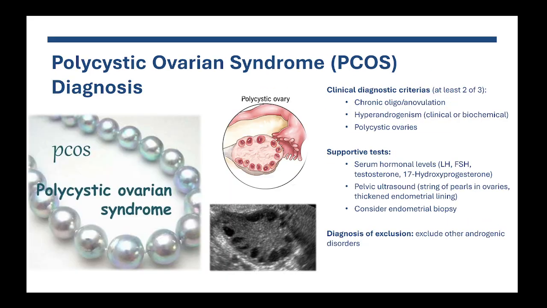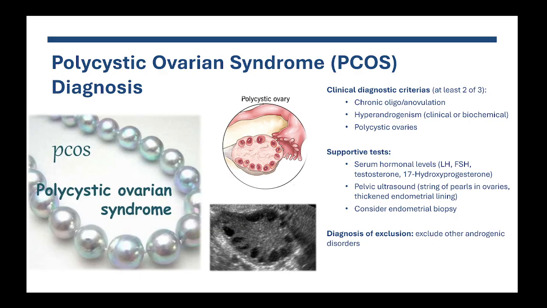So how do we diagnose these patients? So PCOS is a clinical diagnosis, and we need two of the three following criteria. So first, we need to have an evidence of chronic anovulation or oligo ovulation, which means like very sporadic ovulation. We need to show an excess in androgens, either clinically with the clinical signs or biochemically through the serum levels. And finally, the presence of polycystic ovaries.